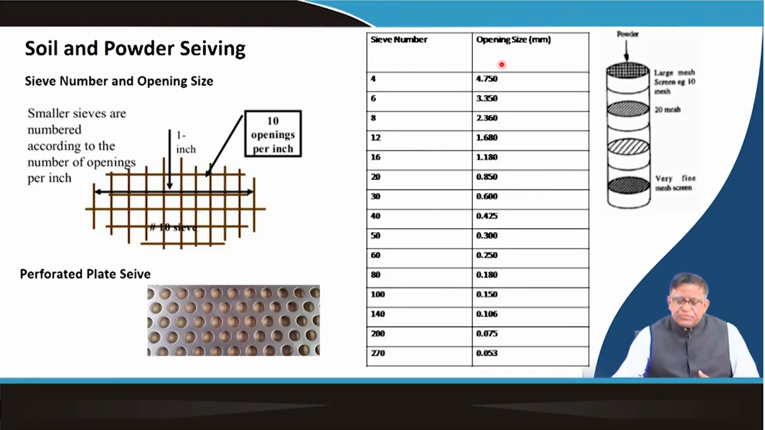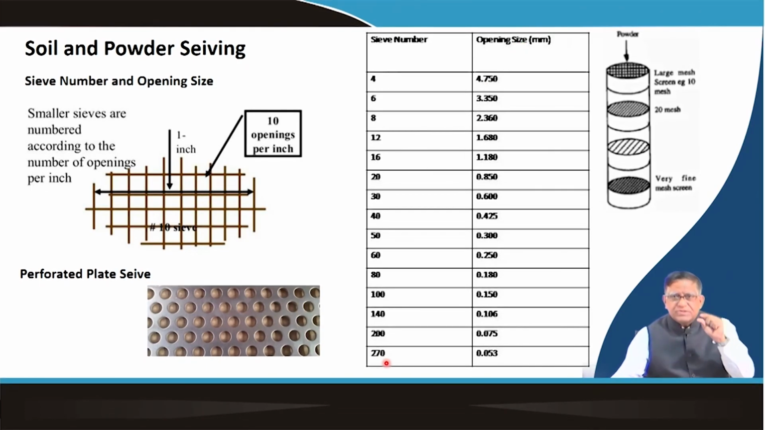And then if you see the opening size in millimeters, for a sieve number 4, that is 4 holes per square inch, it is 4.75 millimeter, and 270 holes, small holes, give a sieve opening of 0.053 millimeter. There could be much more, and it can be either a perforated plate or a screen, and there are a number of them, which can be arranged in a stack from coarse to finer.